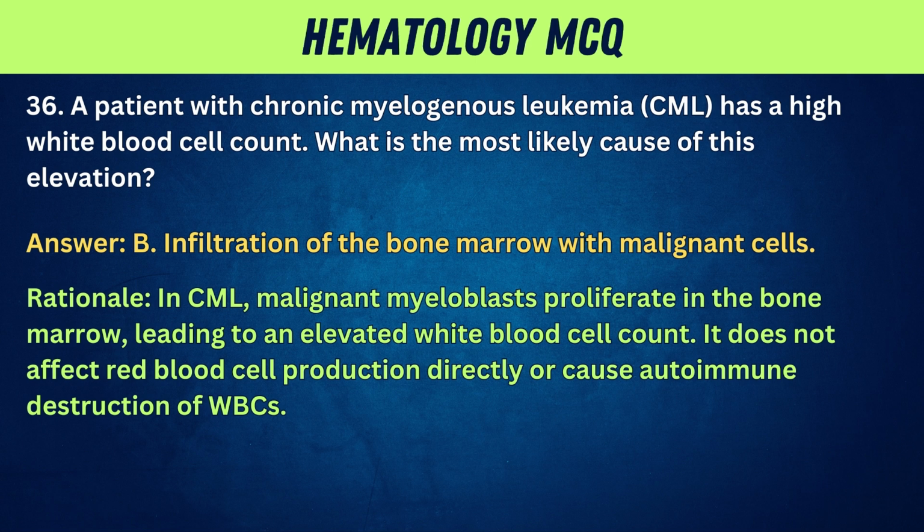Rationale: in CML, malignant myeloblasts proliferate in the bone marrow, leading to an elevated white blood cell count. It does not affect red blood cell production directly or cause autoimmune destruction of WBCs.